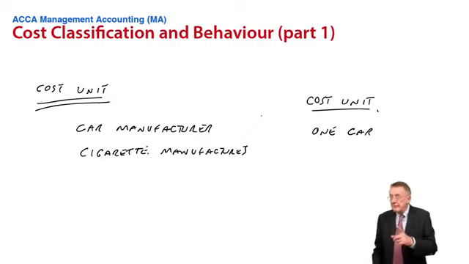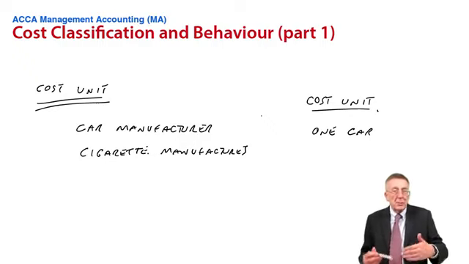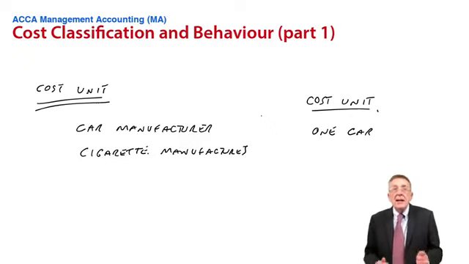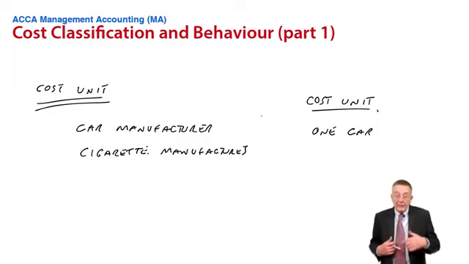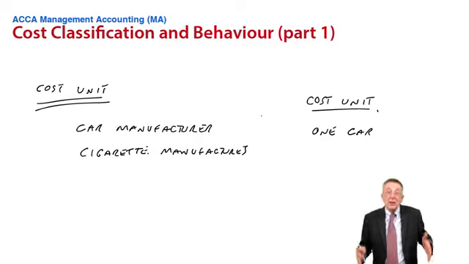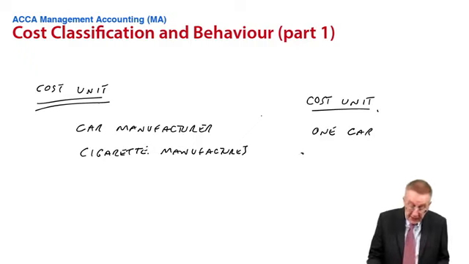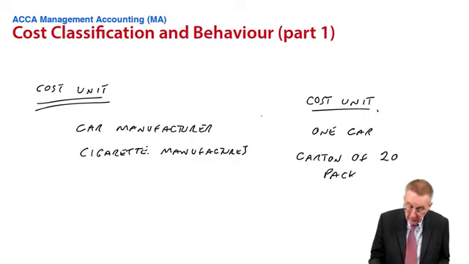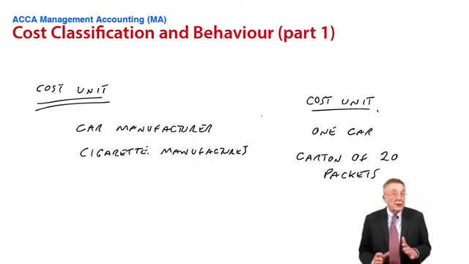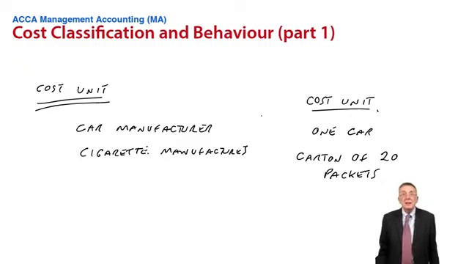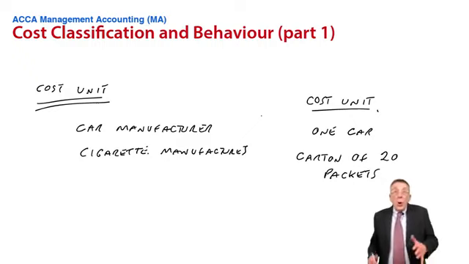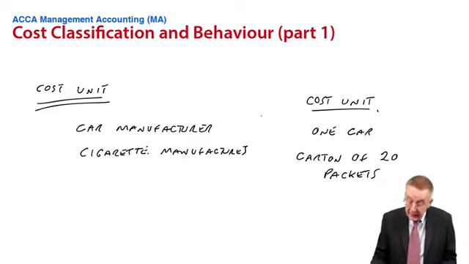So there's no rule. In the exam, you can't be asked a rule. They might say, what's the most appropriate cost unit? But it's up to us to decide. If I'm the cigarette manufacturer, we'd have to sit down and say, well, what is it that we're going to cost out? And I'm suggesting a carton of 20 packets. I say again, there isn't a rule, but I hope you see my point. It's not always immediately obvious. We need to think it through.